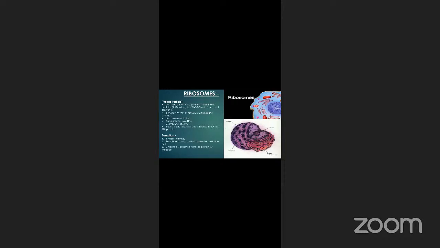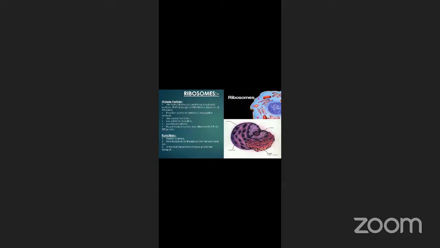Okay, then ribosomes. Ribosomes are involved in protein synthesis. Ribosomes are made up of two subunits. In the eukaryotes, we have 80S ribosomes. In prokaryotes, we have 70S ribosomes. So 70S ribosomes are made up of two subunits, 30S and 50S. 30S is the smaller subunit, 50S is the larger subunit.